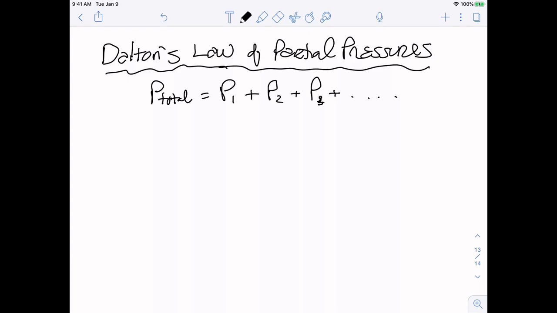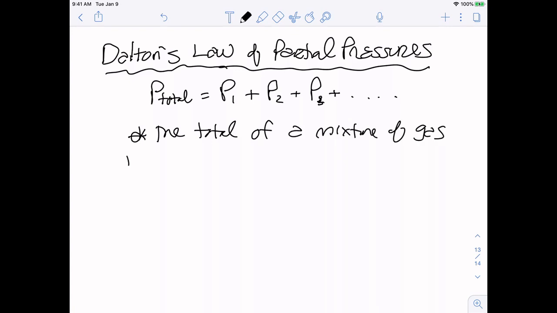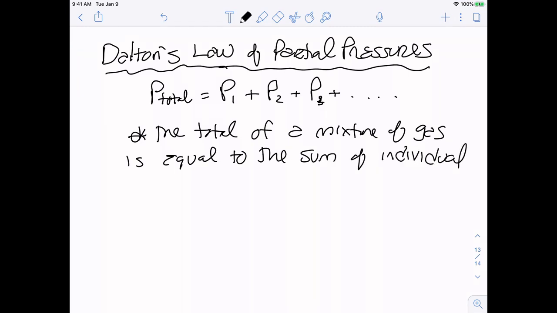So my total pressure, right? The total pressure of a mixture of gases is equal to the sum of the individual gases' pressures. Those individual pressures are called partial pressures.